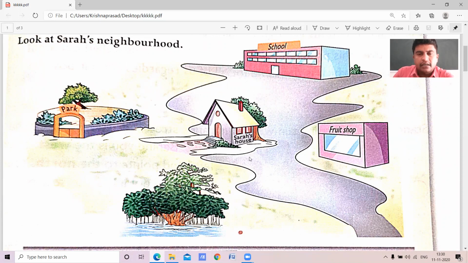On the right side of Sarah's house, what is situated? Yes, a public park. In front of Sarah's house, we see a banyan tree. On the left side of Sarah's house, we situate a fruit shop. A fruit shop has been found here on the left side of Sarah's house. Behind Sarah's house, there is a school. This is a complete picture of Sarah's house. What has surrounded Sarah's house?